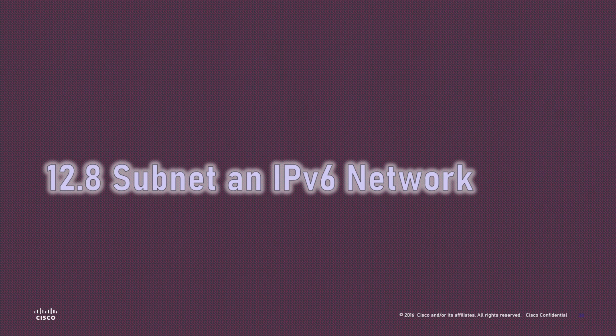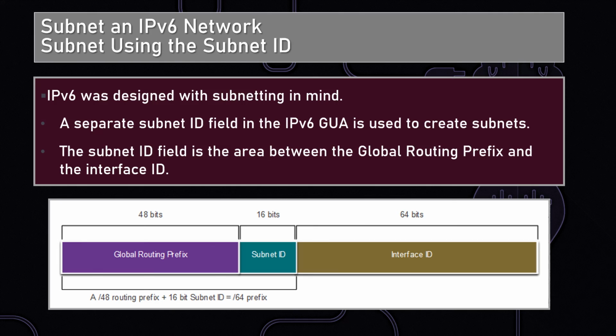Now let's look at subnetting an IPv6 network. IPv6 was designed with subnetting in mind, even as massive as the address space is. There's actually a separate ID field that is specified in the GUA in order to create subnets. The subnet ID field is the area between global routing and the interface ID. So the first 48 bits traditionally is going to be our global routing prefix, as I said before. So that's your 3 hextets. Your 4th hextet is going to be your subnet ID, and that together comes to 64 bits, or half the address, leaving the other half for the interface.